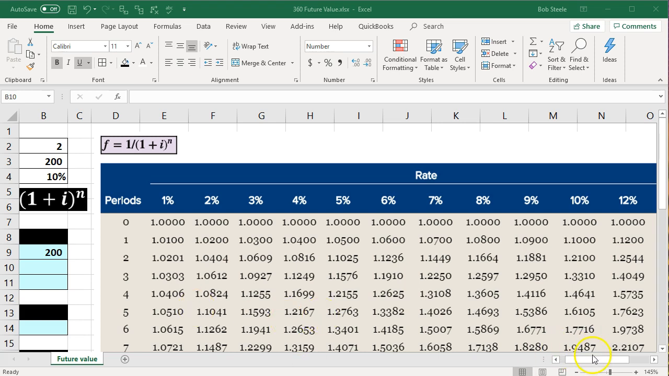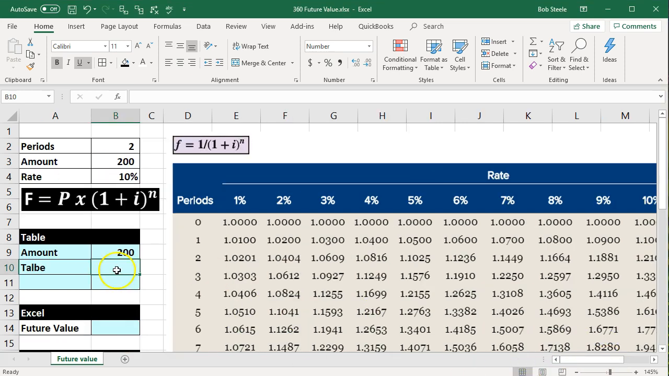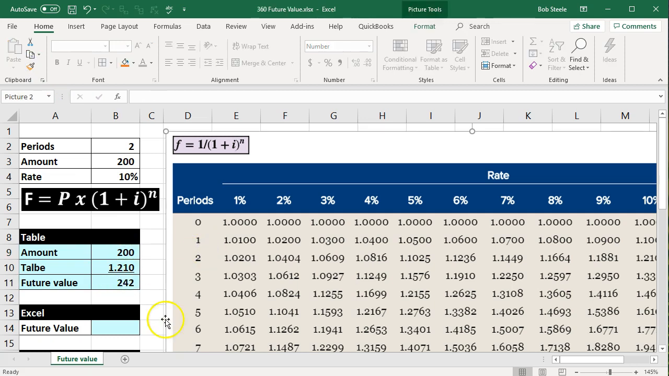So we're going to say, all right, here's going to be the rate. We're going to say this is going to be 1.21, and that'll give us our future value, which we're going to just multiply out as the 200 times the 1.21. And that's going to give us, if I reformat this cell into a proper formatting, the 242.